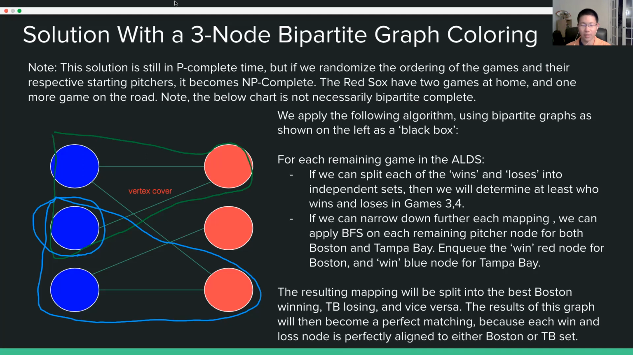The results of this graph will then become a perfect matching, which means each win and loss node will be perfectly aligned to either Boston or Tampa Bay.